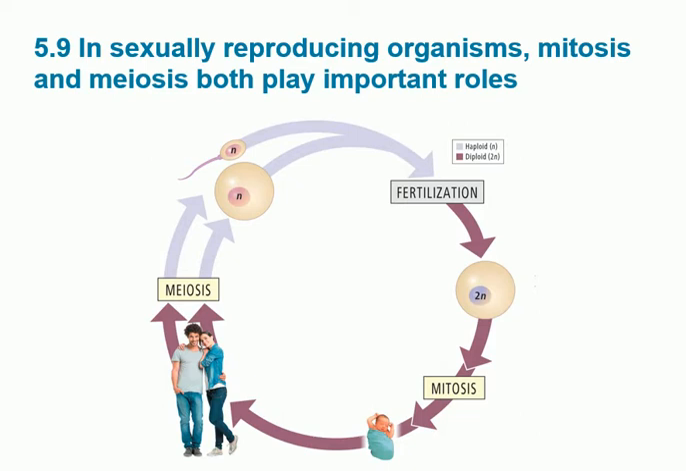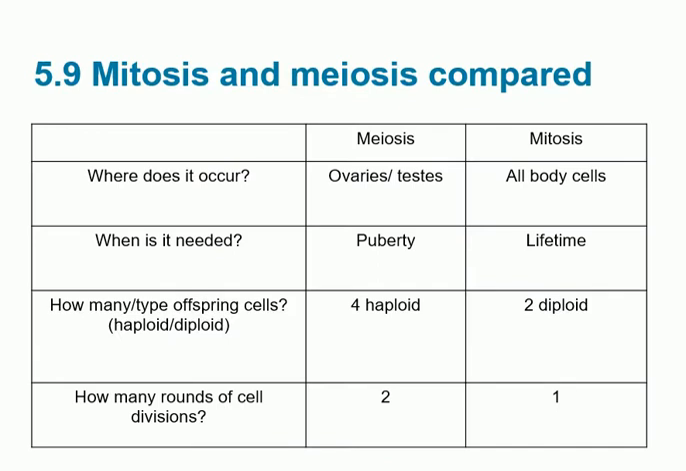So here it is again. Remember, we call this n, and this will be fertilization. We produce a zygote with 2n, and this process to produce the gametes is meiosis, and then this is mitosis. And here's what we just talked about.